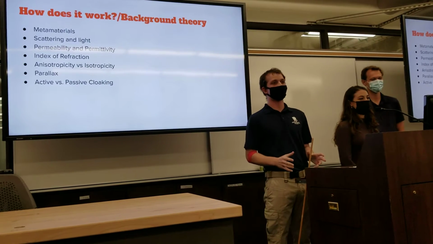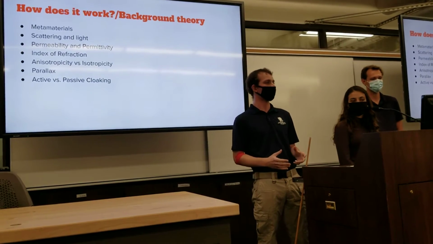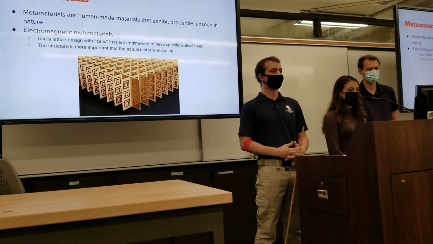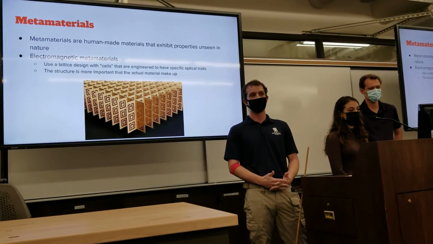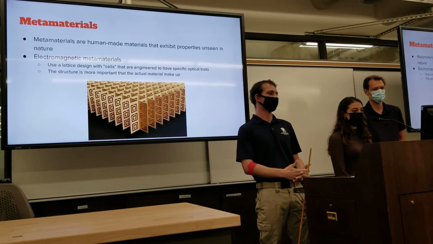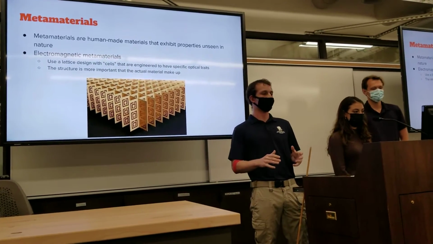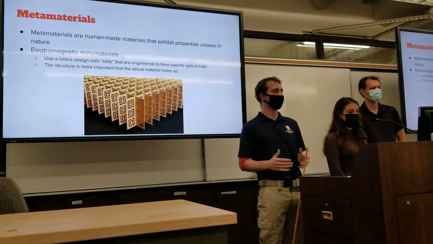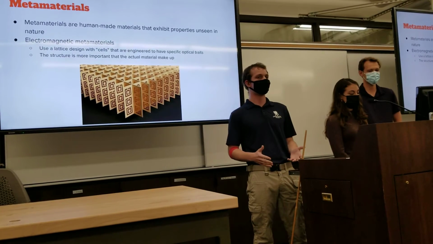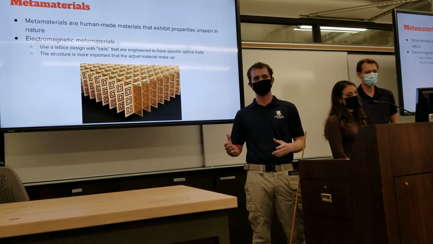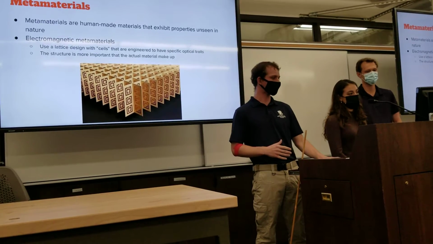So these are all the background topics I'm going to cover before we dive into the current state of optical cloaking. First up is metamaterials. Metamaterials are human-made materials that have properties that are unseen in nature, and electromagnetic metamaterials are what we would use for optical cloaking. They tend to use a lattice design of different cells that have specific traits, and the structure is actually more important than the material makeup. These are things we don't find in nature, because in nature you don't really find anything that's perfectly able to bend light around a certain area.